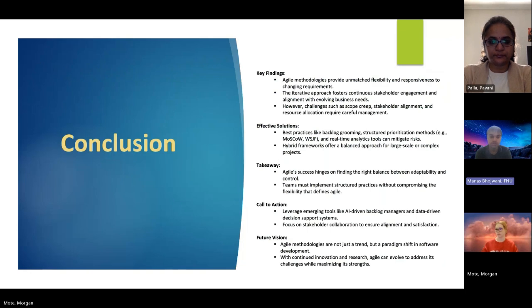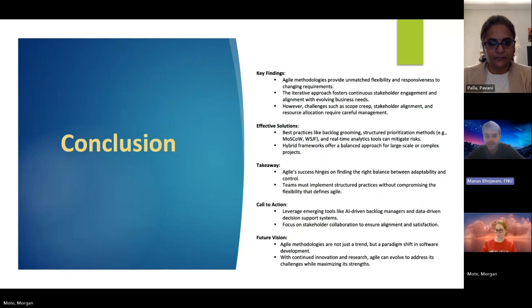And our conclusion is there are key findings such as agile methodology providing unmatched flexibility and response to changing requirements. The iterative approach fosters continuous stakeholder engagement and alignment, and some of its effective solutions are best practices like backlog grooming, and things like hybrid frameworks for a balanced approach. And I'd say there are also takeaways like our agile teams must implement structured practices without compromising flexibility, and a call for action such as focusing on stakeholder collaboration to ensure alignment and satisfaction.